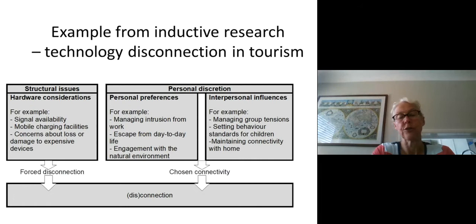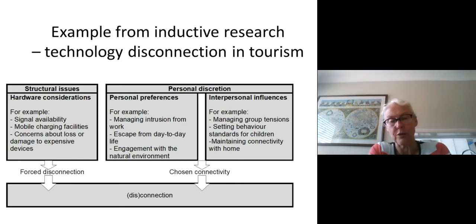And under structural issues, these were things like hardware considerations. So, for instance, there wasn't a very good signal at that campsite. At the time when we were doing this study, which was in the early 2011-12, it was more difficult to charge mobile phones than it is now, particularly when you're camping. And also people were quite concerned. They'd just bought a 500 quid phone and they didn't want to lose it or get it damaged in a tourism context. And we referred to that as forced disconnection. So it wasn't necessarily that they didn't want to be connected. It's just that they were having problems because of hardware issues.